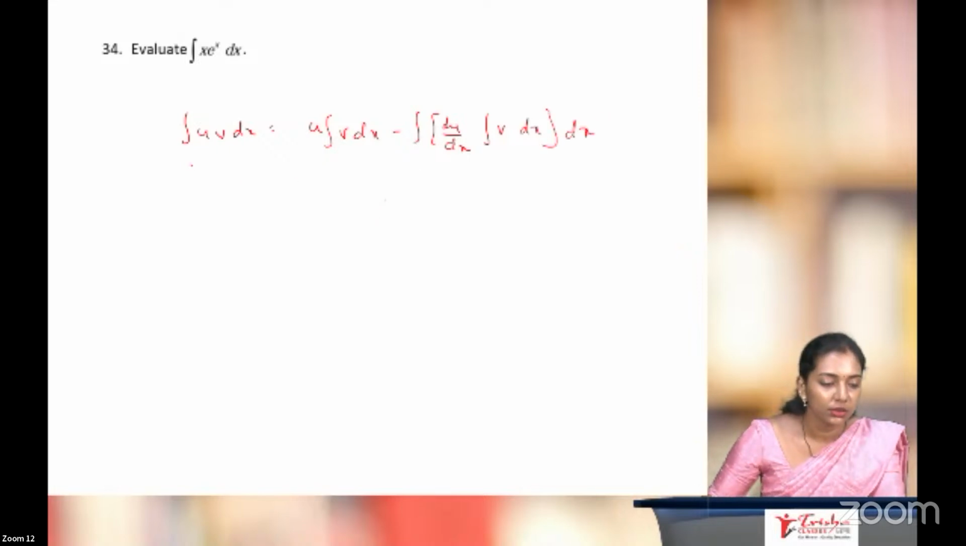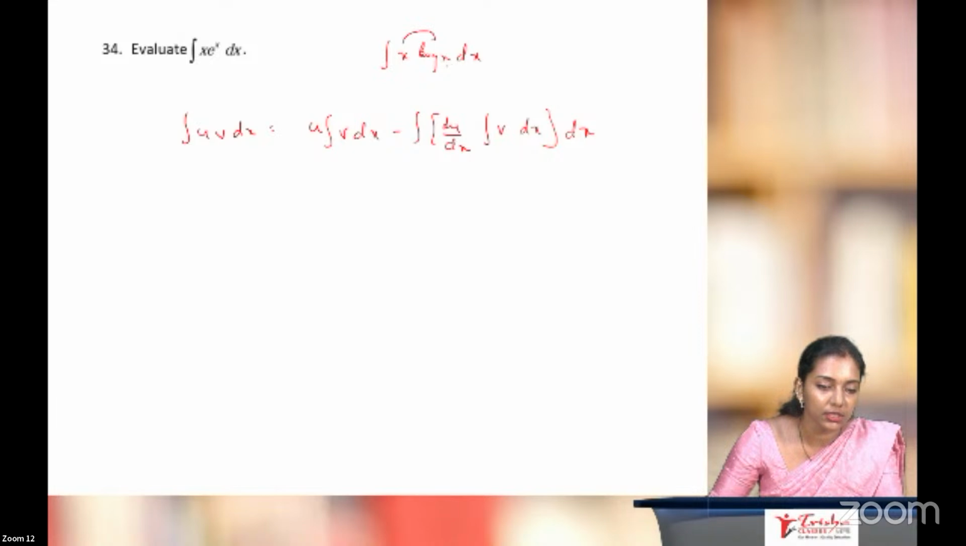Okay. So x into e to the power x. Whenever x into log x comes, what you have to do? First, you have to keep u as log. For example, you have x log x. Such questions are there.